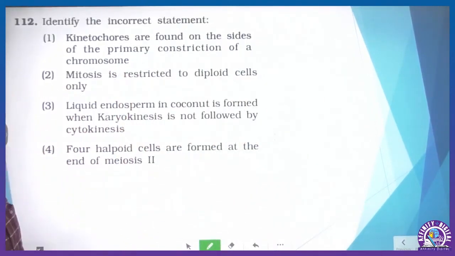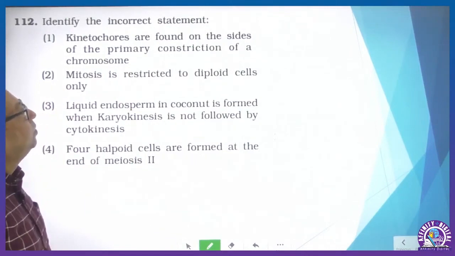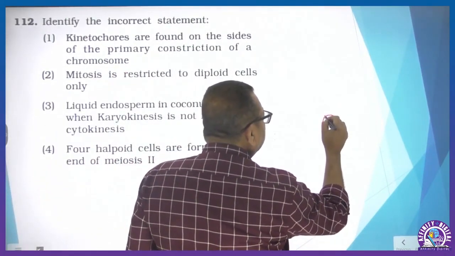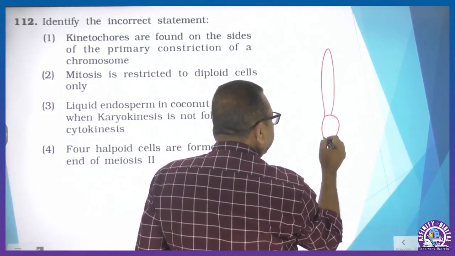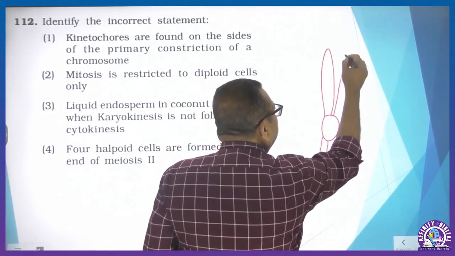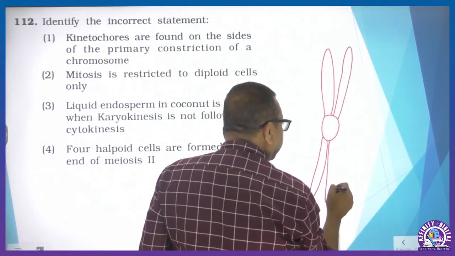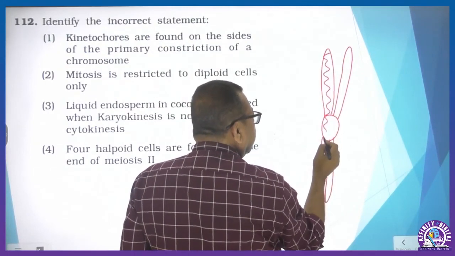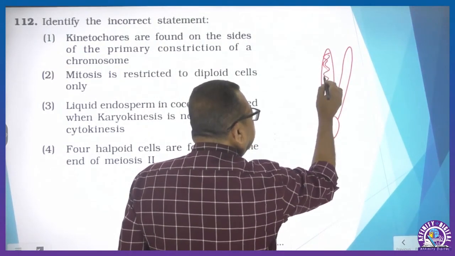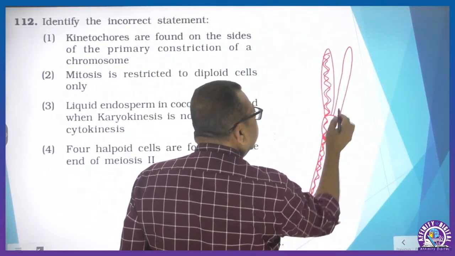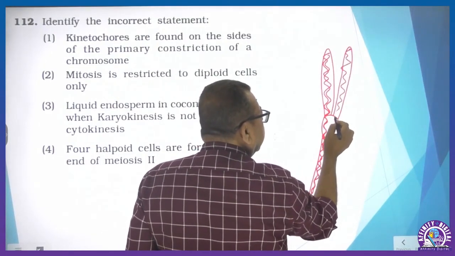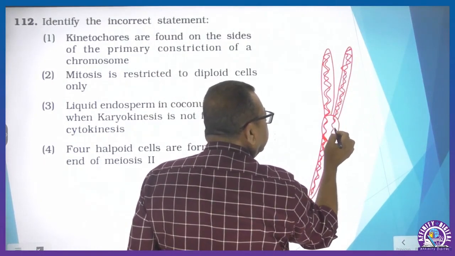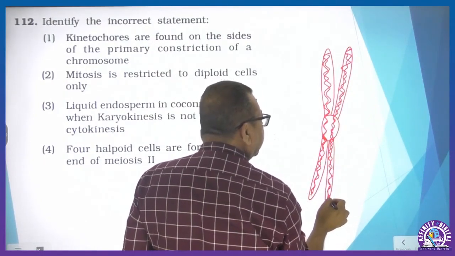आइडेंटिफाई द इनकरेक्ट स्टेटमेंट. Kinetochores are found on the sides of centromere. So let me draw a metaphase chromosome. Okay, so this is one chromatid, this is one chromatid. There is a linear double-stranded DNA present in this chromatid, and the same DNA is present in the other chromatid of the same chromosome. That is why these two chromatids of metaphase chromosome are called sister chromatids.